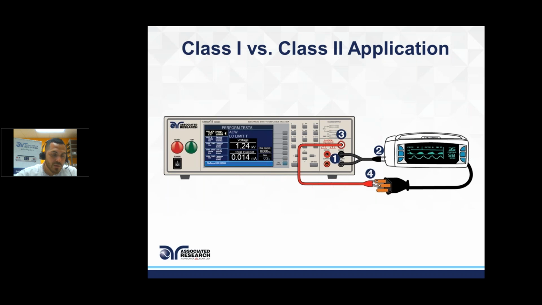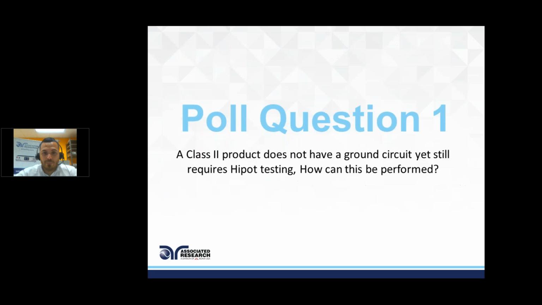Well, that's all well and good, but what do you do when you have a class 2 product? So I want to quiz you guys really quick on that situation. I have a class 2 product, does not have a ground circuit, yet still requires Hipot testing. IEC tells me I still need to test this. This is a common question we get a lot. So how can this be performed?